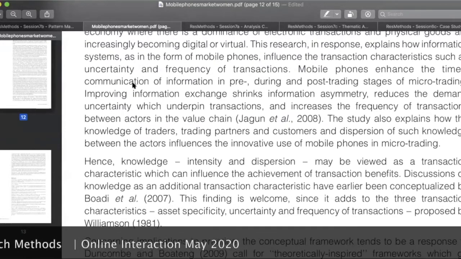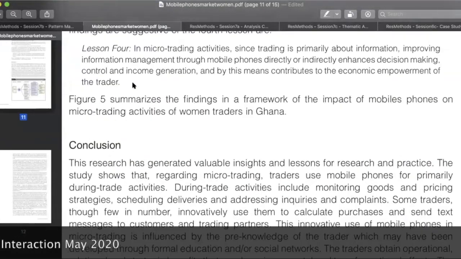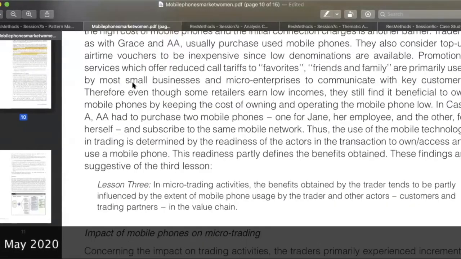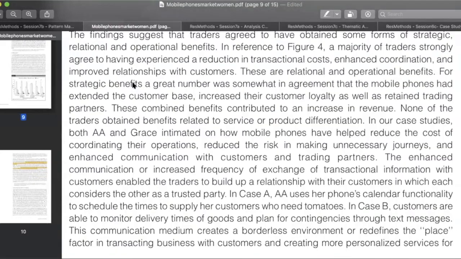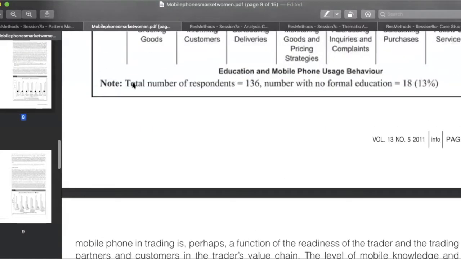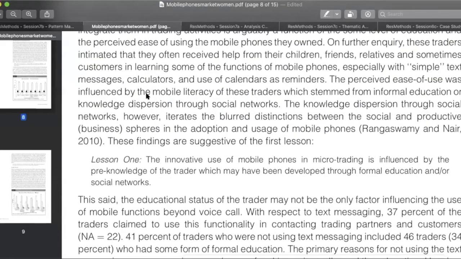and the social use of mobile phones. That sometimes through the social use of mobile phones, you gain skill sets that can be applied in the business use of mobile phones. So I just want to let you see that argument that was being put across. So Rangaswamy is saying that the business spheres and social spheres of mobile phone users is what is blurred.